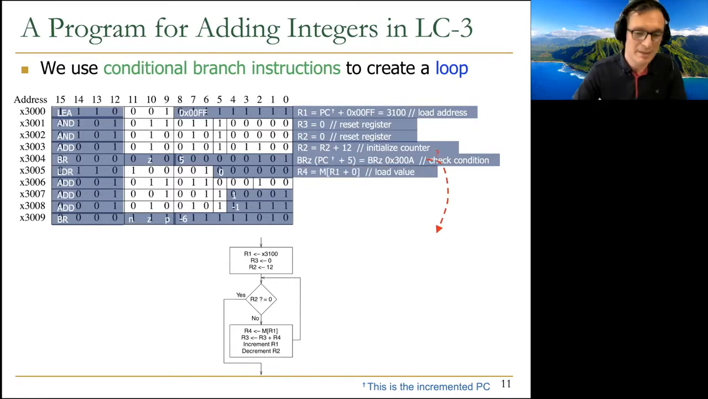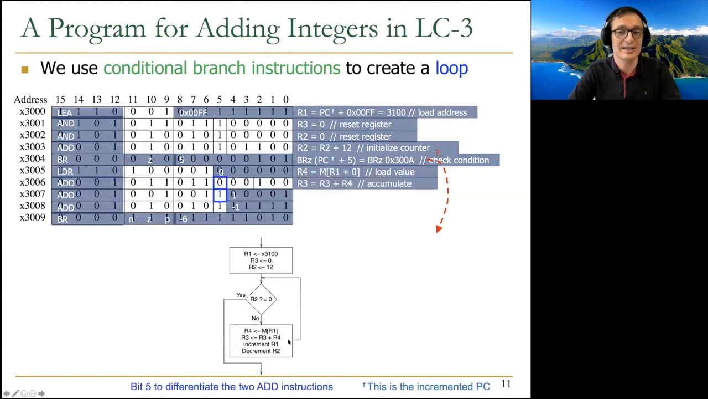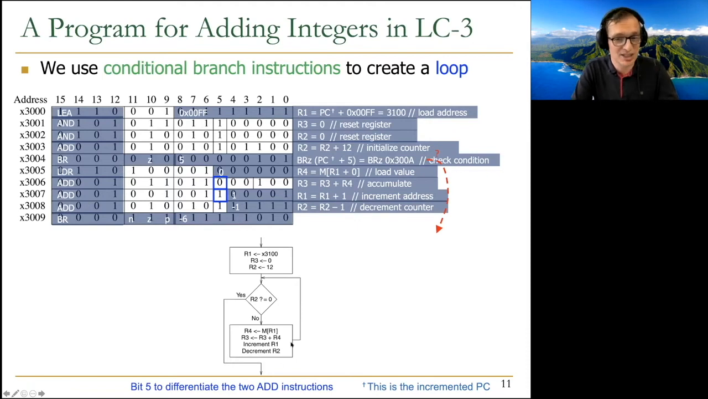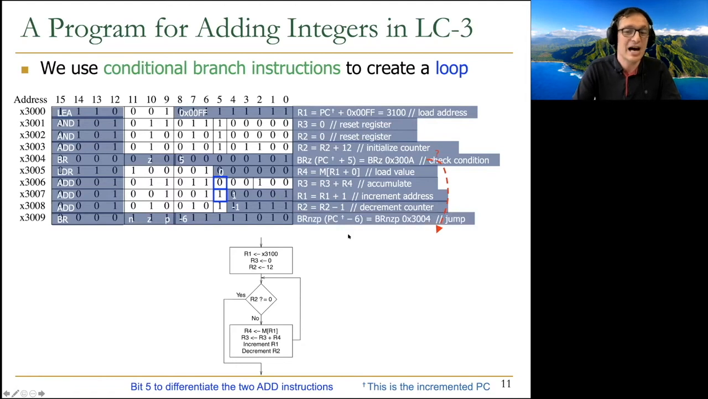If not, then basically we execute this block over here, load the value in integers, and then accumulate it, and then increment the address. You can see that different forms of add are used, add register and add immediate over here. And then decrement the counter of integers, increment the address, we go to the next address in the next iteration. And then unconditionally branch, NZP is unconditional branch, unconditionally branch back to loading the value, right?